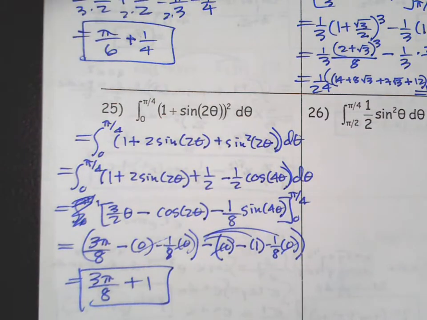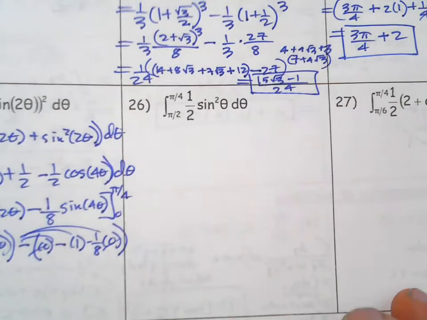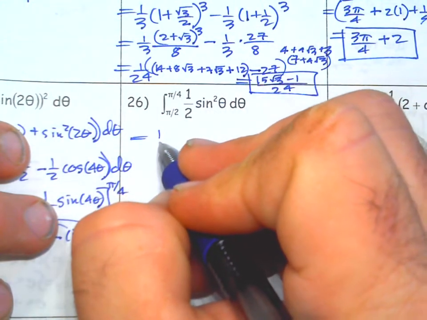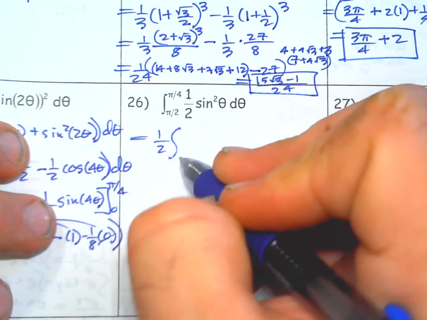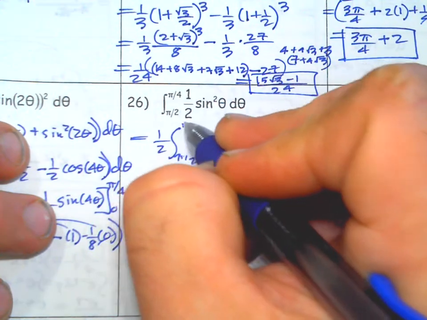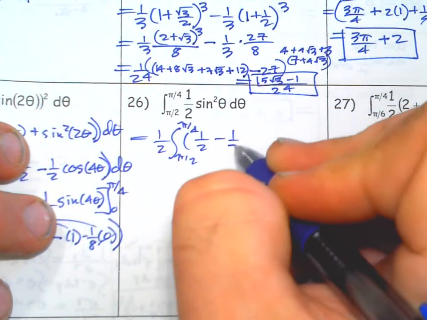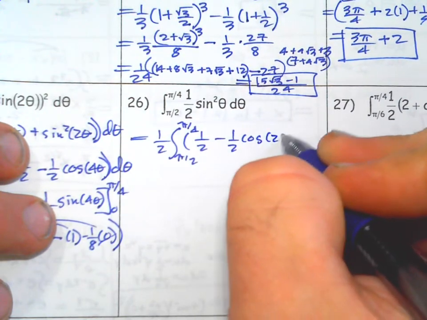Okay. All right. Next one, right off the bat, we have to use one of those double angle identities. So we could bring the 1/2 in front if you want. But that's going to be 1/2 minus 1/2 cosine double angle. It's always cosine double angle.